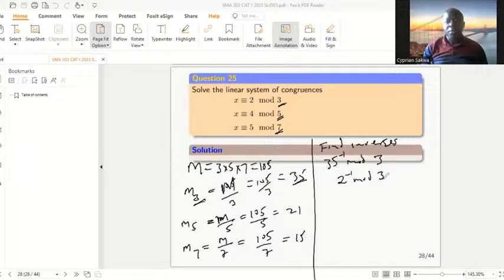What is the inverse of 2 mod 3? This is a very small mod. Just try 0, 1. If you try 2, 2 times 2 will be 4. So 3 will go there, and the remainder will be 1. So the inverse of this is 2.